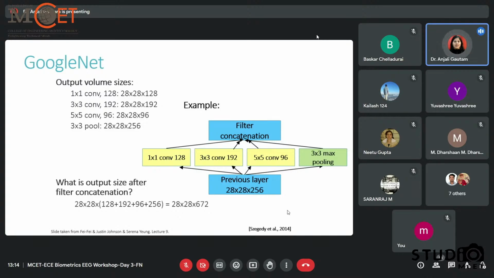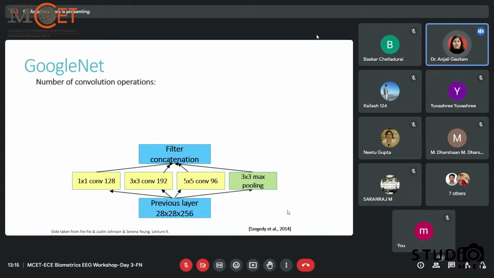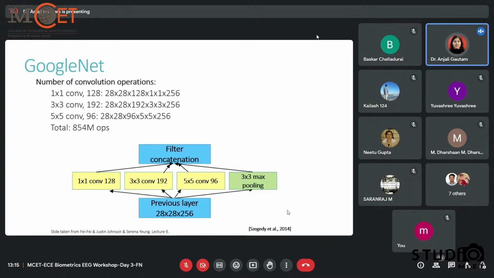If someone asks what the final output is, you just add all the values, 128, 192, 96, 256, and multiply with 28 cross 28. This is just the concatenation. Now, if someone asks how many operations this GoogLeNet is going to take for this inception module, like for 1 cross 1, it will take 28 cross 28 cross 128 and then 1 cross 1 cross 256. Like this you will do for all convolutions.